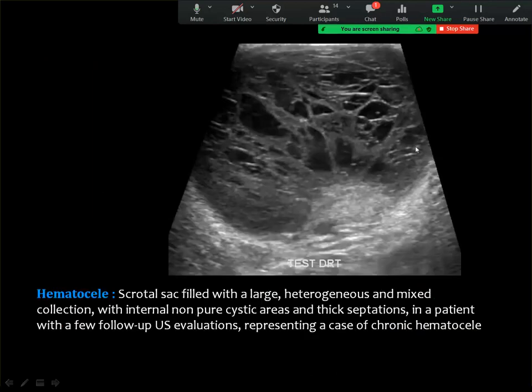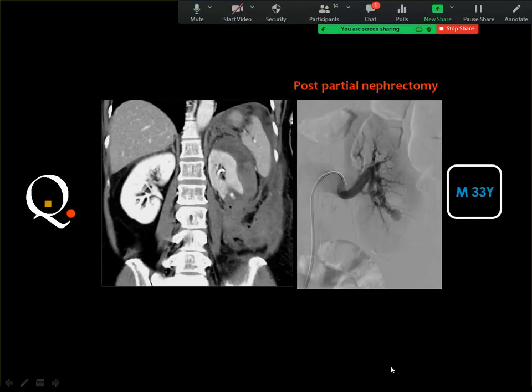And this is another appearance of a hematocele or scrotal hematoma. This is the testicle, which is compressed and displaced to the side of the scrotal sac, and you see a large multiloculated lesion. Next case is a patient post partial nephrectomy. This patient was evaluated after partial nephrectomy by CT, which showed this appearance, and by selective angiography, which showed this appearance. What do you think?